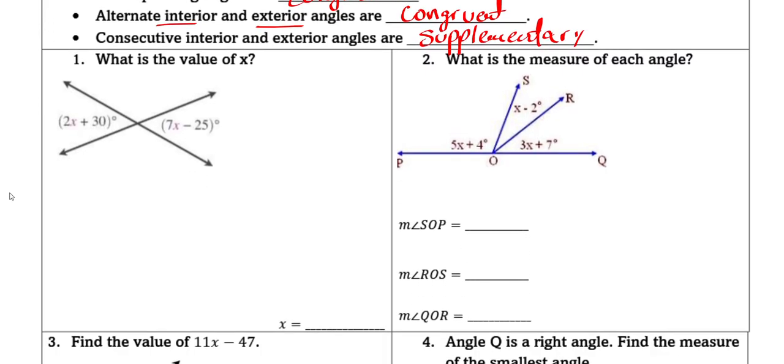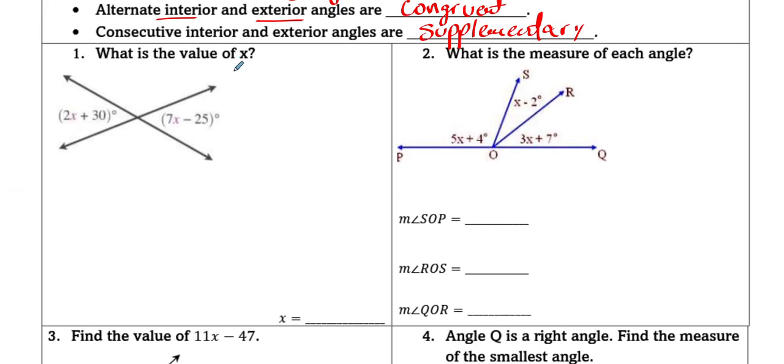So first you want to just identify the relationship between those two angles. We want to solve for x. So this angle and this angle, those are called vertical angles, so we know that they're congruent, or they're equal to each other. So I can set those two expressions equal to each other. 2x plus 30 equals 7x minus 25.